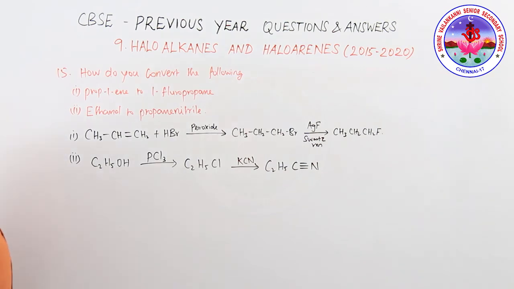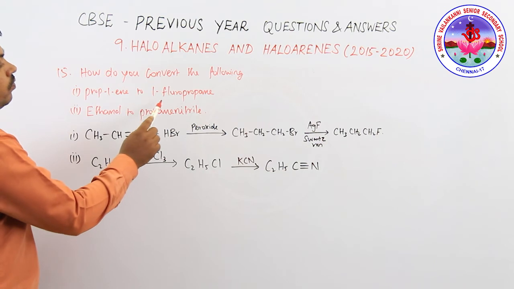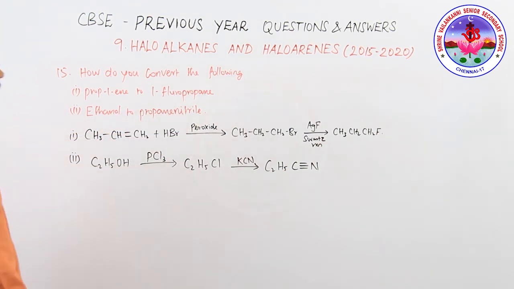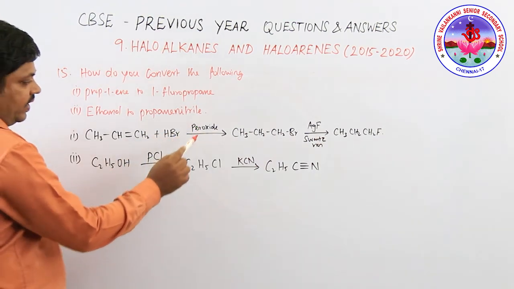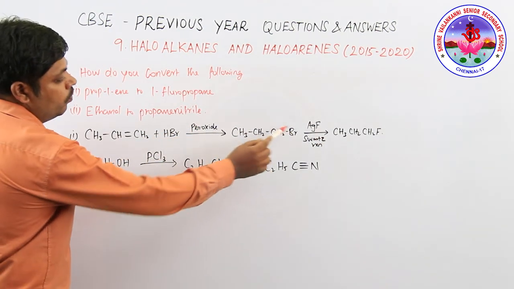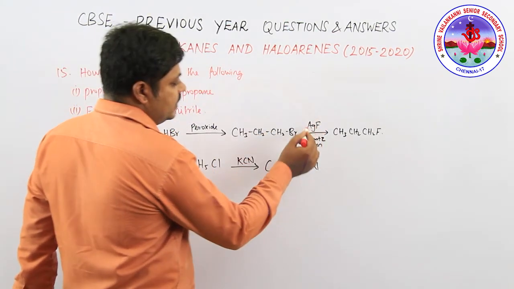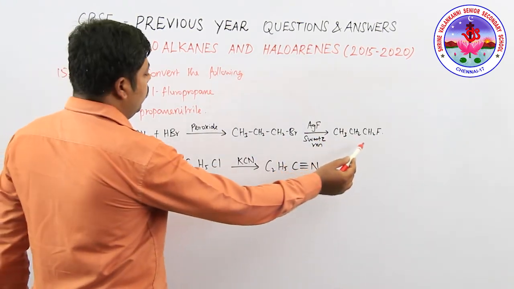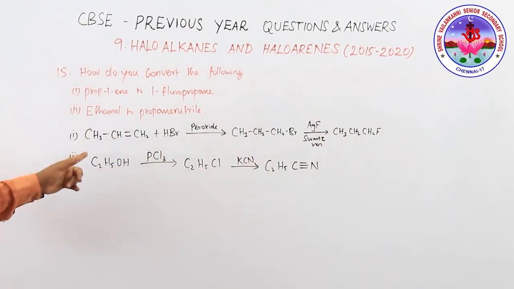Next is the conversion type question. How do you convert the following? First one is prop-1-ene to 1-fluoropropane. Second question is ethanol to propanenitrile. The first answer: prop-1-ene reacts with hydrogen bromide in the presence of peroxide and converts to bromopropane. Then the bromopropane reacts with silver fluoride, called the Swarts reaction, to give fluoropropane, that is 1-fluoropropane. So this is the first conversion.